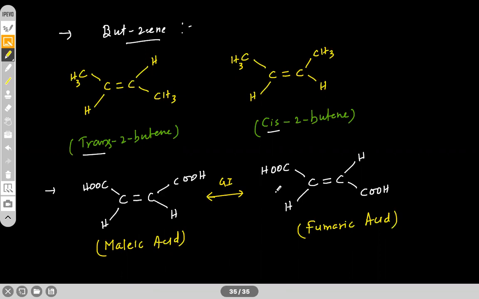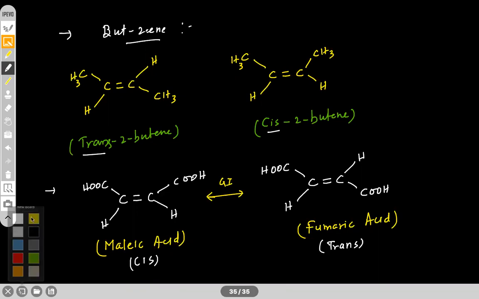So that's why I would suggest you must remember the structure of malic acid and fumaric acid. What is fumaric acid? Fumaric acid is the trans form, it is the trans structure of this one. And this one is the cis structure. This is again important, correct? Trans form fumaric and cis form malic. Malic and fumaric are both geometrical isomers of each other.